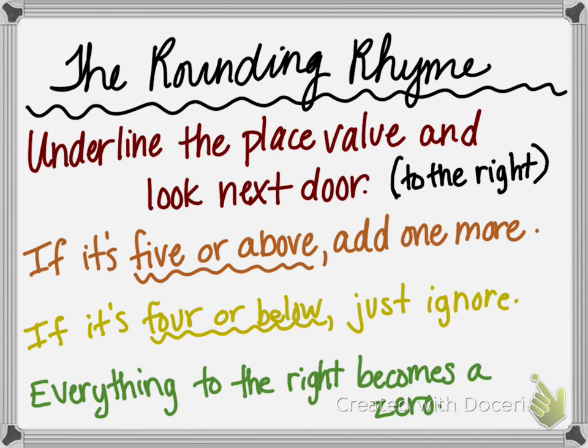And then this does not rhyme. Everything to the right of the number that you underlined, of the place value, once you've figured out your correct rounding, everything to the right becomes a 0. And if it's past the decimal point, everything goes away. You don't have to put 100 zeros past the decimal point.